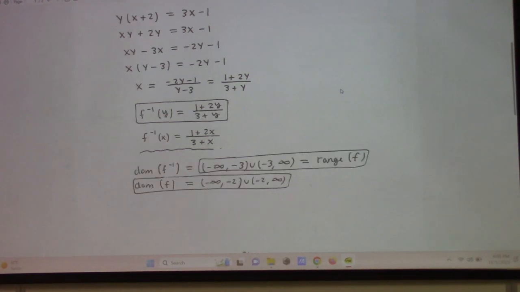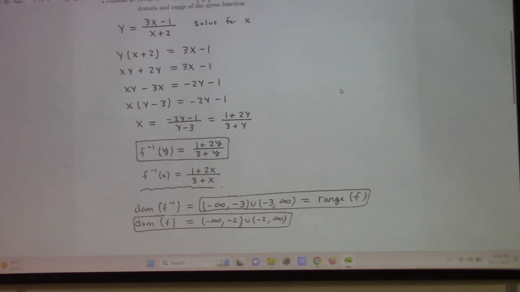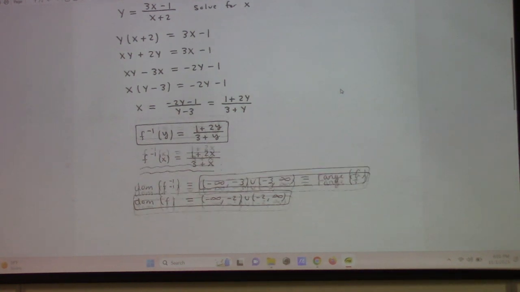If I go back up, see, this x plus 2 here is what makes me throw -2 out of the domain of the function. That would also be equal to the range of the inverse function, right? All right, so sorry about the error there. I guess I better go fix it.